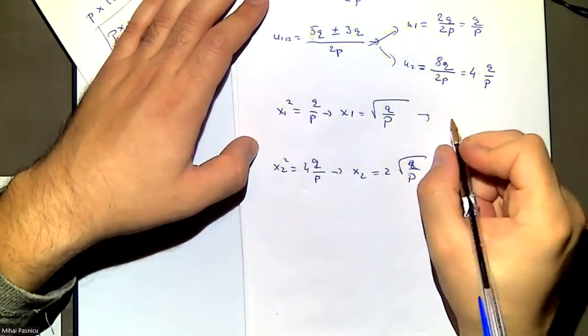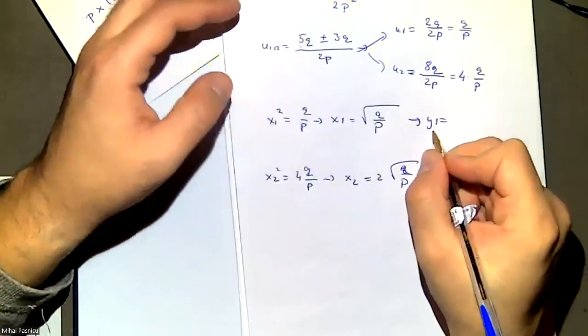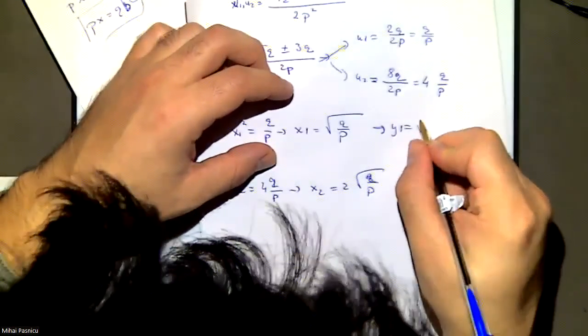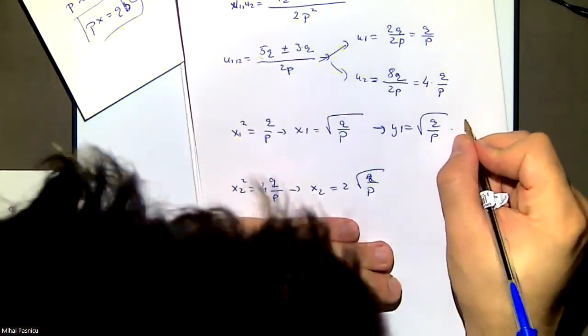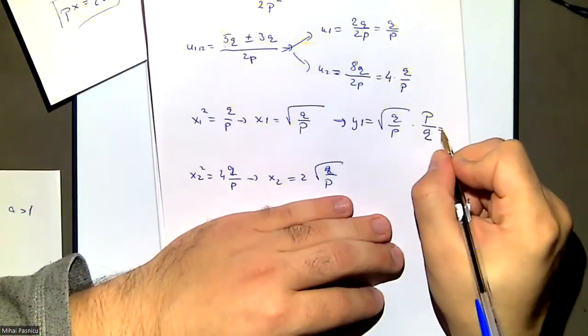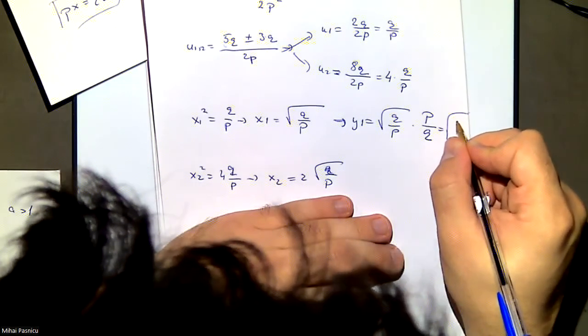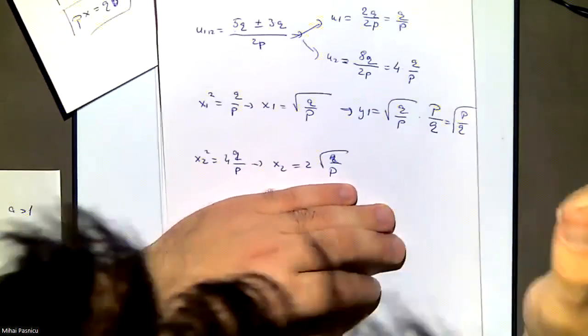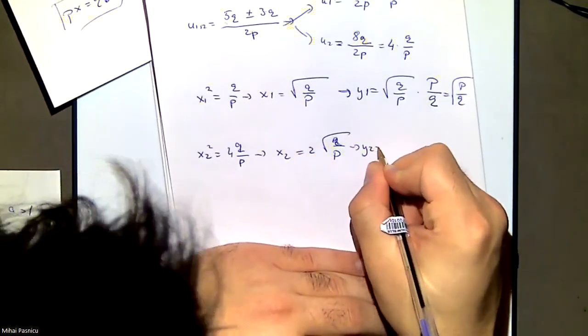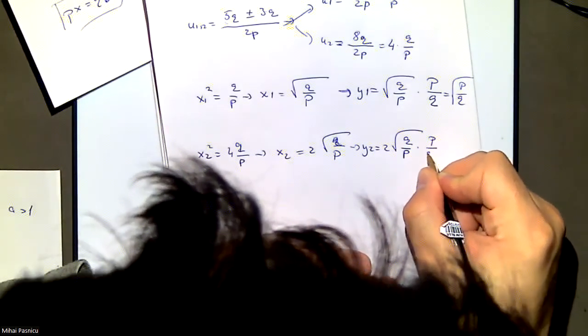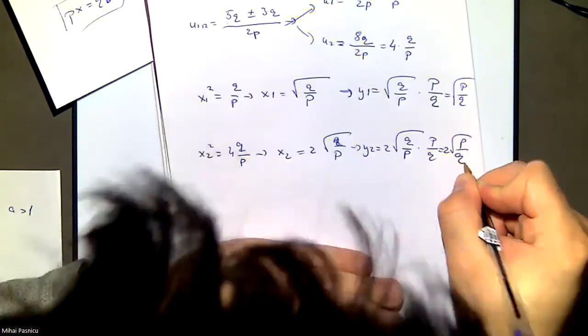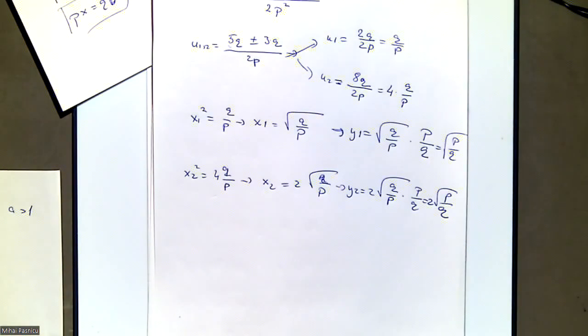And from here, obviously, you get y1 is equal to the square root of qp times p over q, which, if you do the square roots, is just the square root of p over q. And then y2 is just 2 square root of qp times p over q. So there's 2 square root of p over q. Okay, and I'm done here. So yeah, this was the solution for point E.